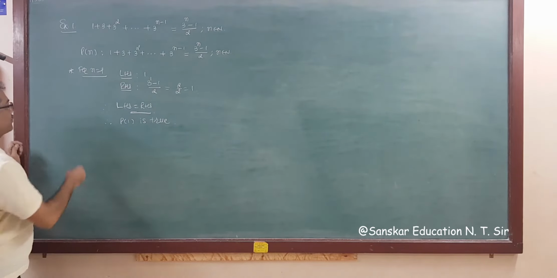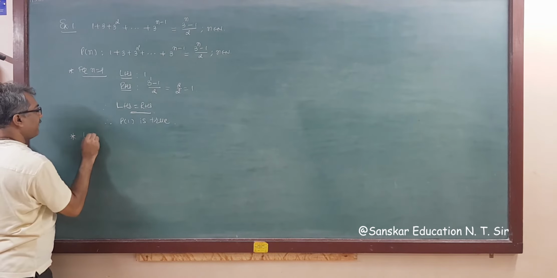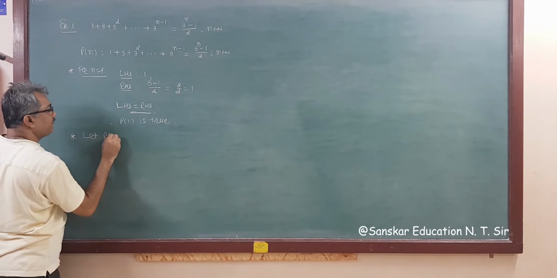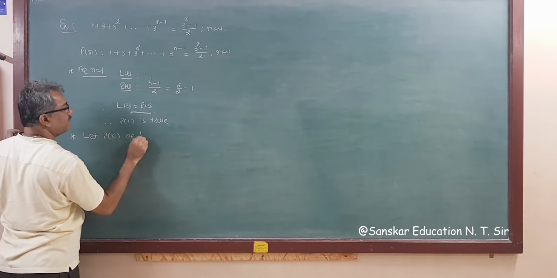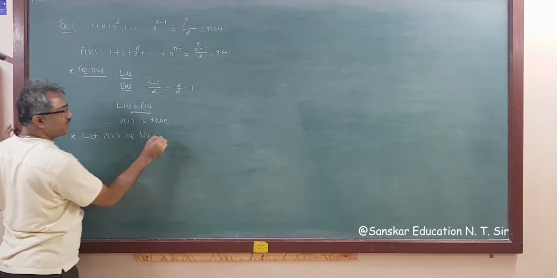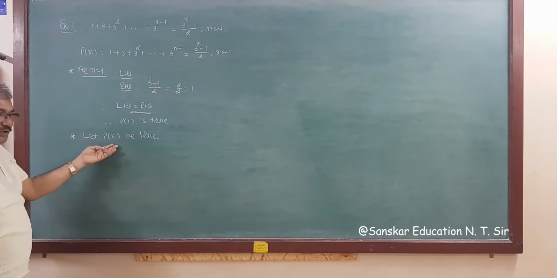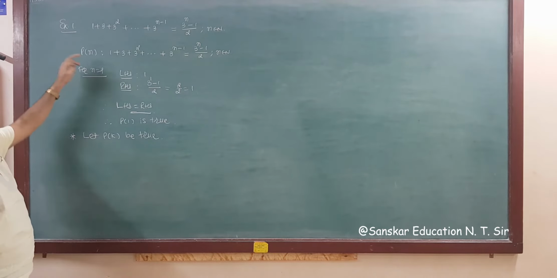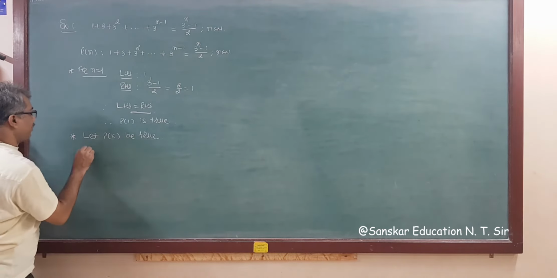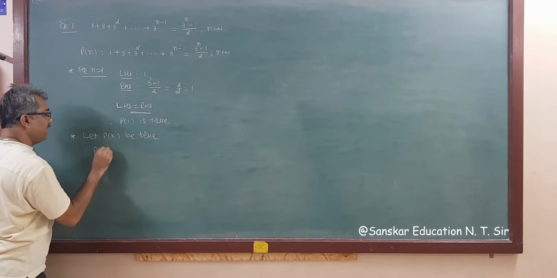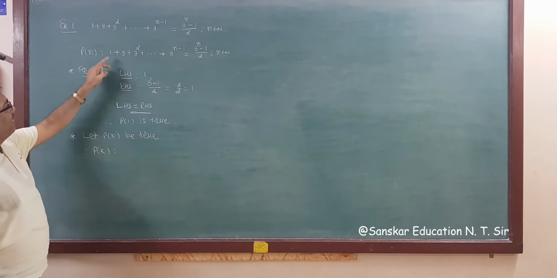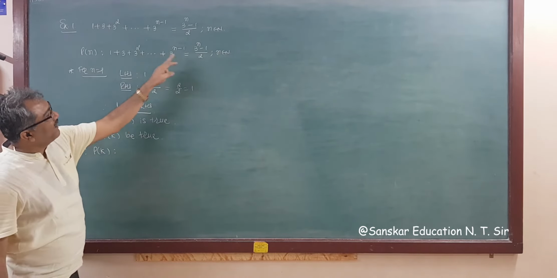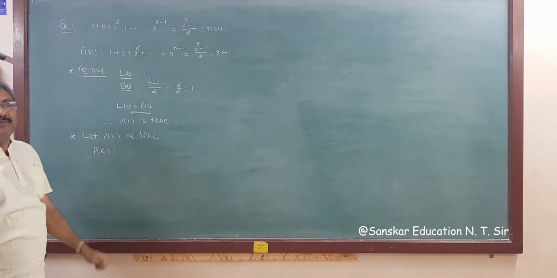P1 is true. So next step is let Pk be true. So what to do? Substitute k instead of n in Pn. So your Pk will be, writing k instead of n, otherwise replacing n by k.